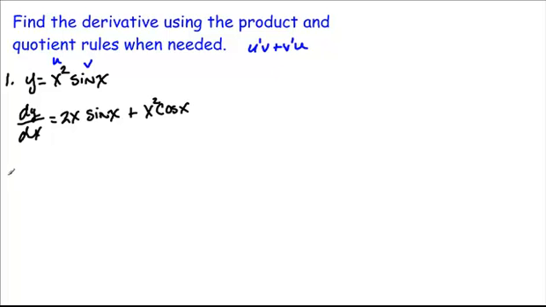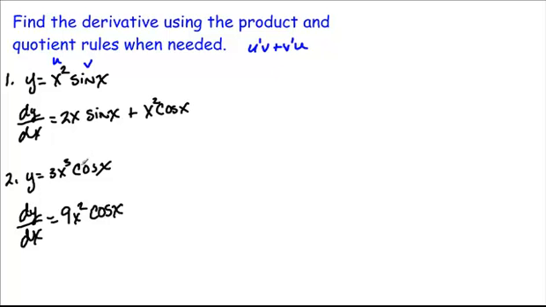Let's try another. All right, 3x cubed cosine x. Well, the derivative again would be, remember it's the derivative of the first term, in this case 9x squared, then this guy, cosine x, then the derivative of cosine, which is negative, so we change the sign, it's negative sine x, and then rewrite the u. And you have it. See, it's just straightforward, normal, everyday product rule. Okay? Well, let's try a few quotient rule questions.